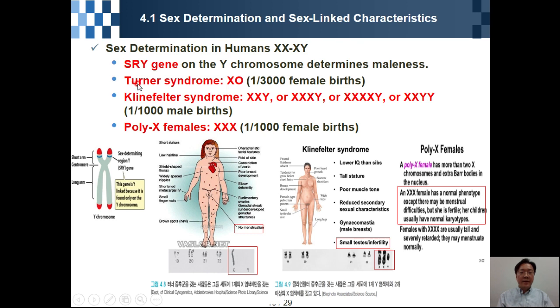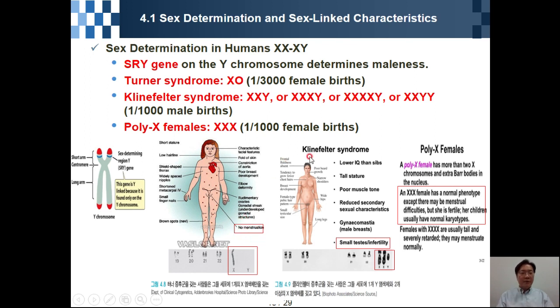Okay, let's start with Turner syndrome. What is Turner syndrome? Their karyotype is XO, meaning that they don't have the Y chromosome. Because they don't have a Y chromosome, their phenotype is female, but they don't have menstruation.